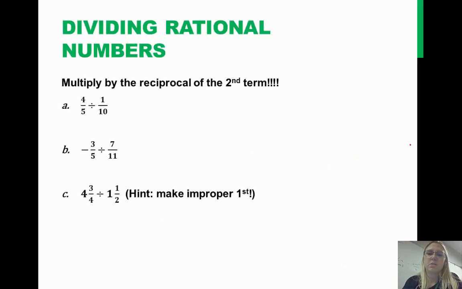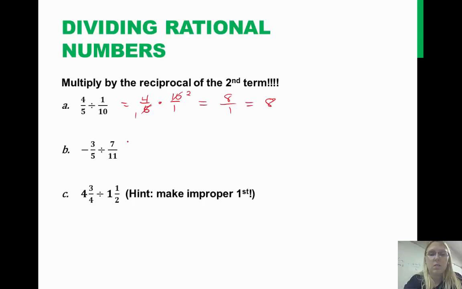Dividing rational numbers. Remember that when we divide a rational number, we are going to actually turn it into a multiplication problem by taking the reciprocal of the second term. So I can rewrite part A as 4 over 5 times 10 over 1. Now I can reduce it before I multiply because 5 goes into 10. I'm going to take 5 and make that a 1. 10 becomes a 2 and multiply straight across. So 4 times 2 is 8. 1 times 1 is 1. It's the same thing as saying 8.